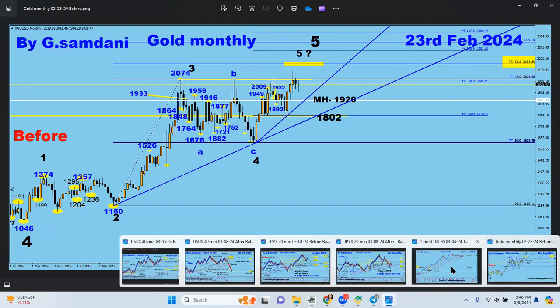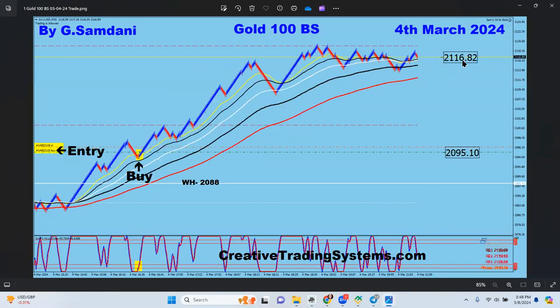So just keep in mind, this was the first one going to the upside, and it is only 2116. We had to go to 2184 or 2190, something like that. So anyway, let's get going.